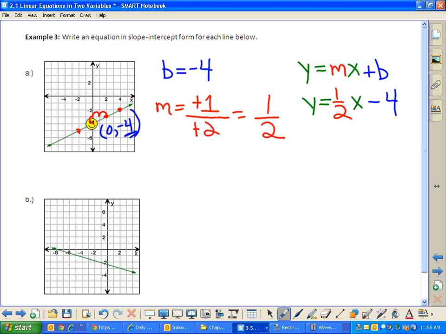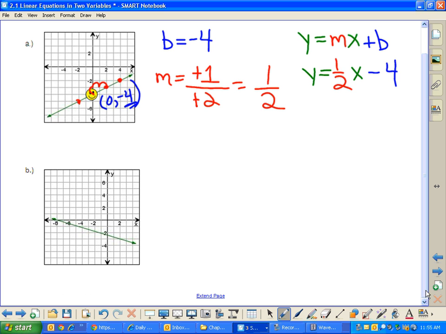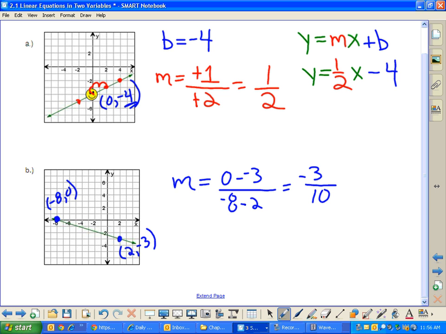Part B is a little trickier. I don't know if you see that there. I have a y-intercept, but it isn't pretty. So I'm going to go ahead and find 2 points first, because ultimately all we need is 2 points to make a line. I ask that you use the same points I do. So we're going to use the points (-8, 0) and (2, -3). And I know at the very least I can calculate the rise over run for those. So I can calculate y2 minus y1 over x2 minus x1. You get -3/10. You could write that as -0.3 if you want to. Same thing. So I have my slope.